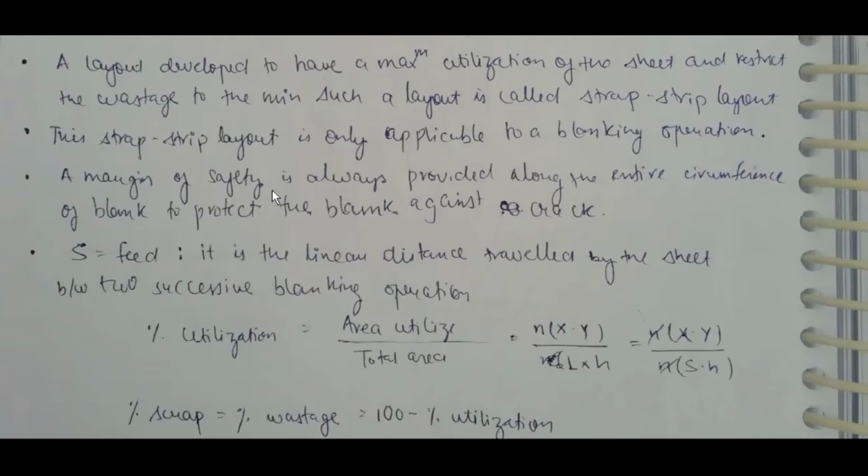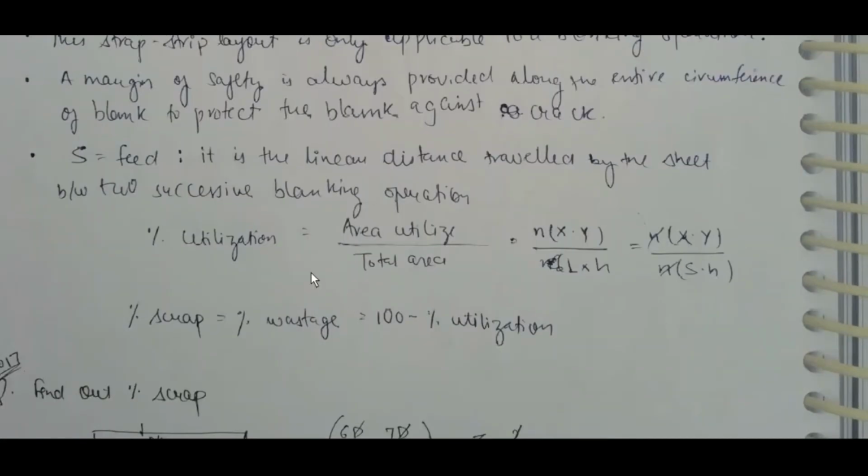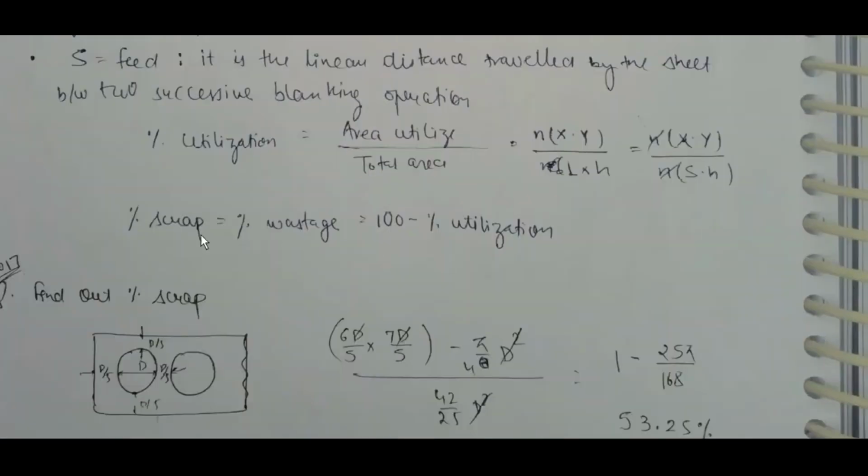A margin of safety is always provided along the entire circumference of the blank to protect the blank against crack. S is equal to feed. It is the linear distance traveled by the sheet between two successive blanking operations. Percentage utilization is equal to area utilized by total area, which is NXA by LH, which is equal to NXA by N into SH. Percentage scrap is equal to percentage wastage, which is 100 minus percentage utilization.